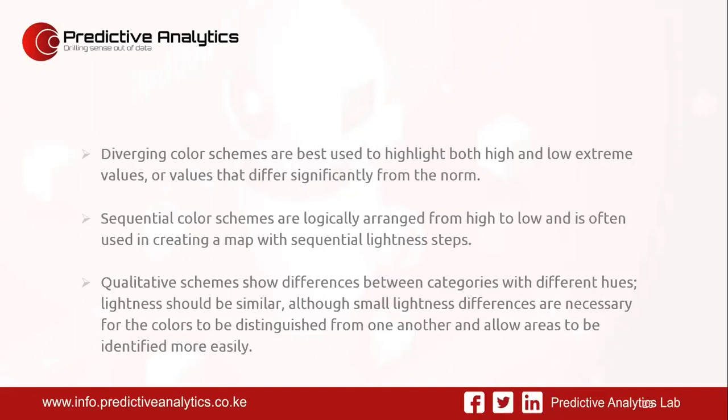So that was diverging. We also have sequential. Sequential color schemes are logically arranged from high to low, and are often used in creating a map with sequential lightness steps. Qualitative schemes show differences between categories with different hues. Lightness should be similar, although small lightness differences are necessary for the colors to be distinguished from one another and allow areas to be identified more easily.